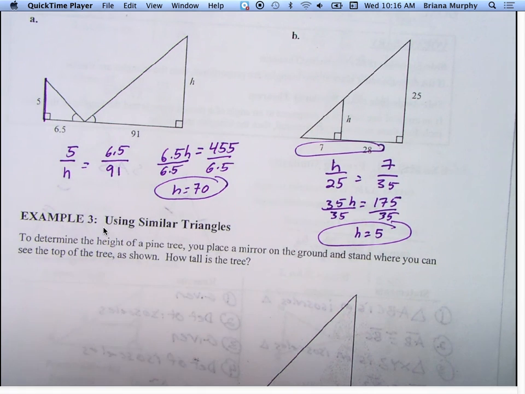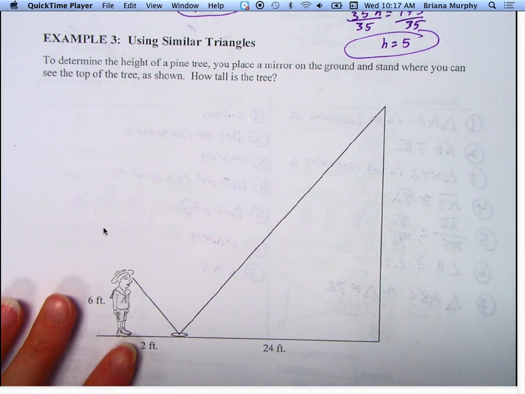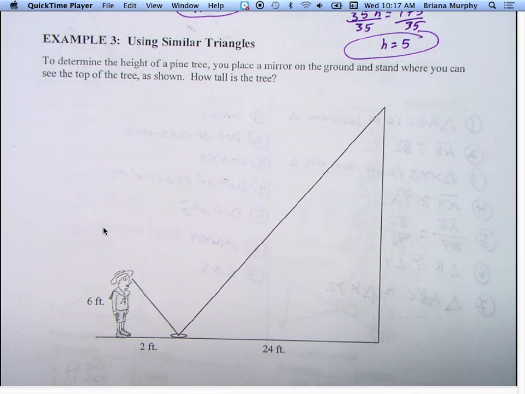Okay, the next problem is probably one of my favorite problems for the whole year, because you guys know how you all ask me, Ms. Murphy, when am I going to use this in real life? This I've actually used more than once. So when might you use this? So it's asking how tall a tree is. What if you needed the top of the tree cut off because you were afraid it was going to fall down and break your house?